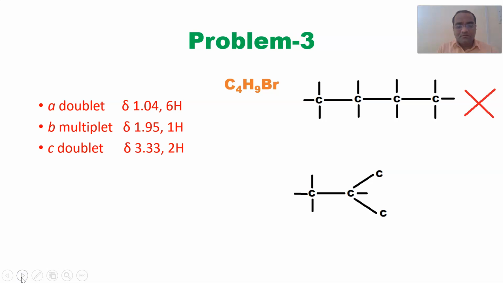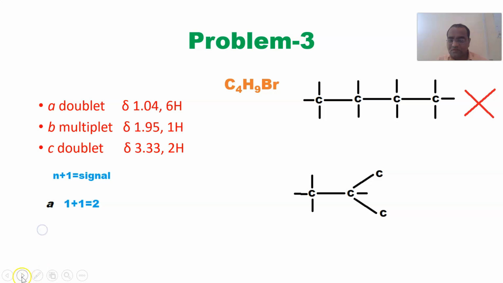So let's draw it in this way. It has been branched, these 2 carbons. Now we'll go towards A signal. For the A signal, it is showing a doublet. The meaning of doublet is that it is having 1 hydrogen on the adjacent carbon atom. Actually, a doublet looks like this whenever we are recording an NMR spectrum.